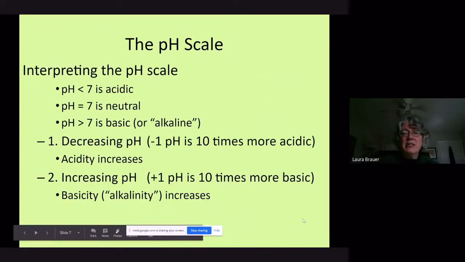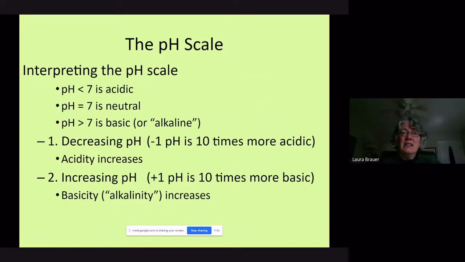Also, in interpreting the scale, anything less than 7 is going to be acidic. If it is exactly 7, it is neutral. If it's greater than 7, it's basic or alkaline.